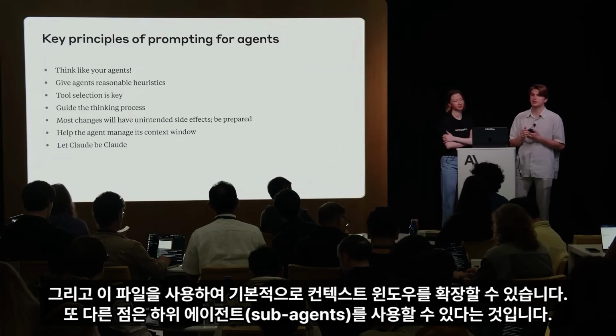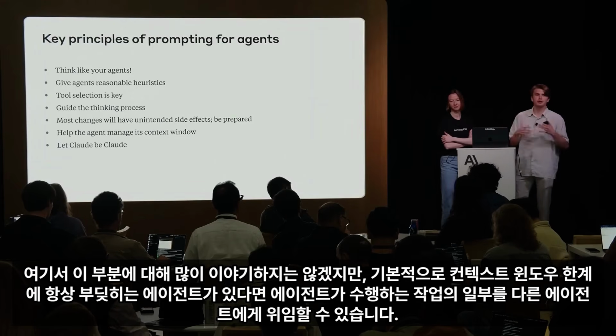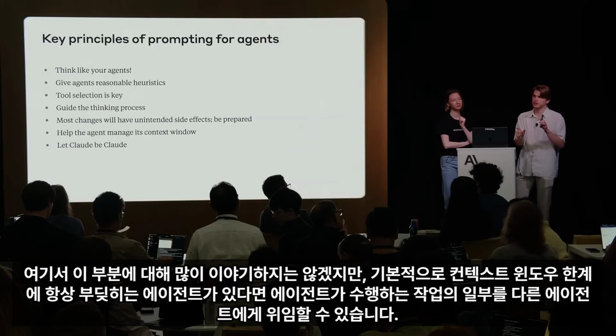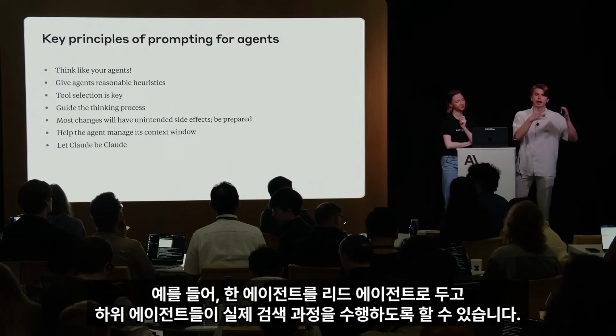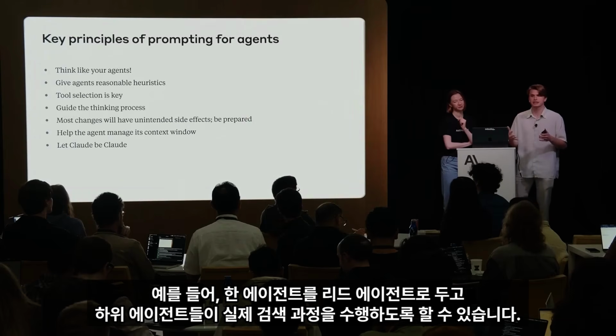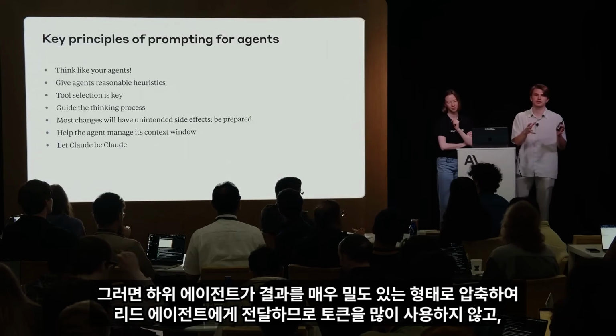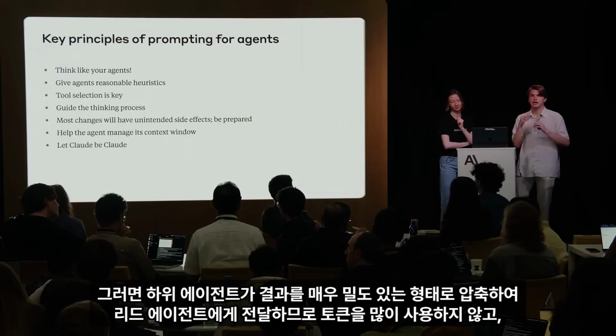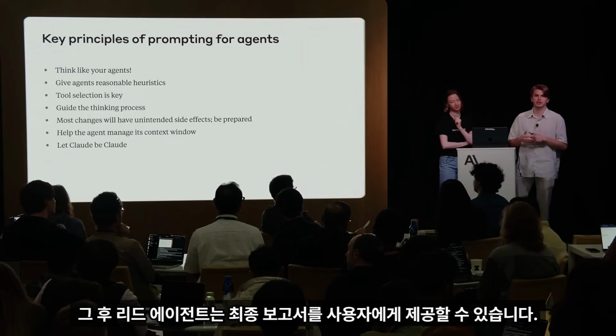Another point is that you can use sub-agents. We won't talk about this a lot here, but essentially, if you have agents that are always hitting their context windows, you may delegate some of what the agent is doing to another agent. For example, you can have one agent be the lead agent, and then sub-agents do the actual searching process. Then the sub-agents can compress the results to the lead agent in a really dense form that doesn't use as many tokens. And then the lead agent can give the final report to the user.